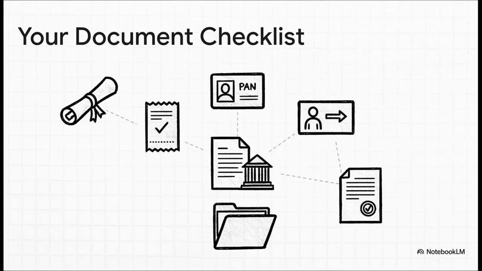Now, to make sure you're always covered in case of an audit, you need a solid paper trail. This means having your rent agreement, proof you paid the rent, your landlord's PAN details, and of course, all the records showing you paid the RCM and filed your returns. You know the drill. Good records are your best friend.